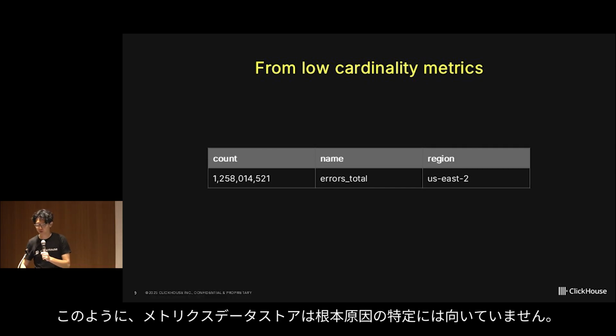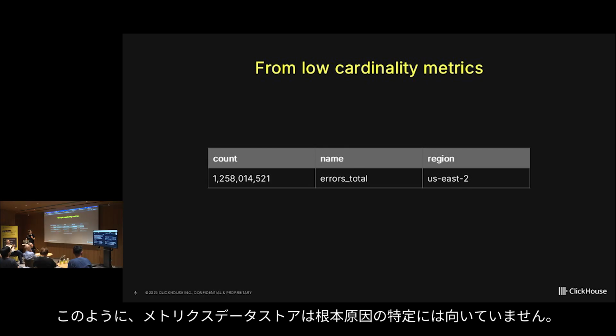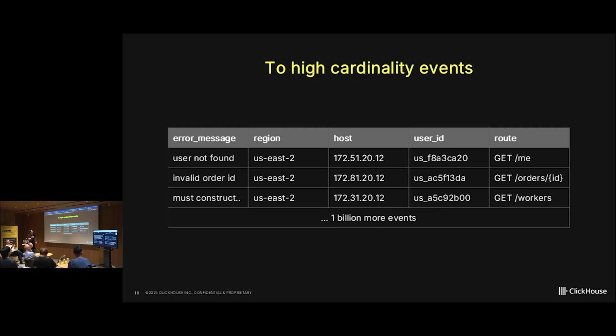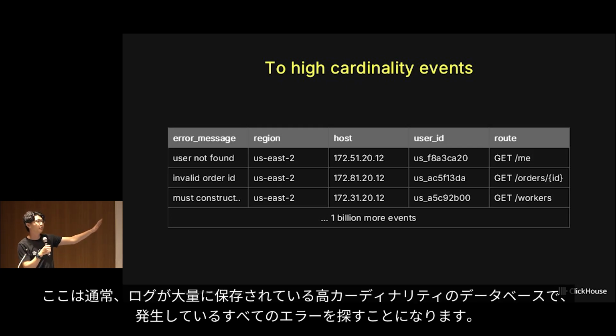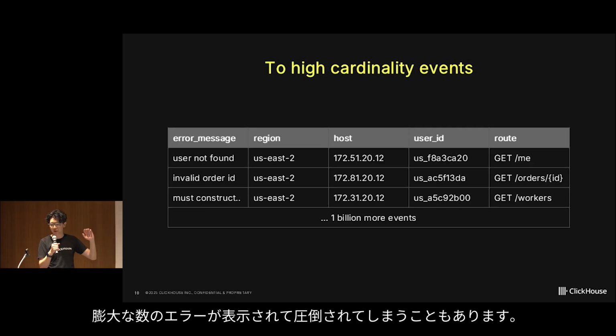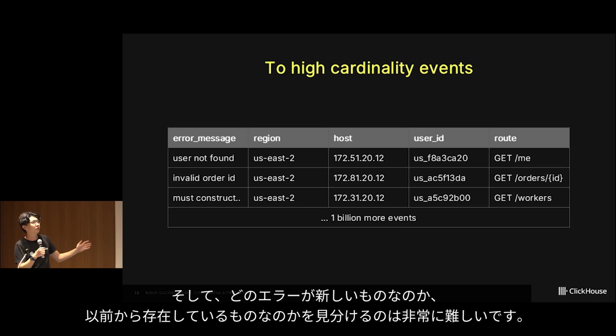And that's kind of where metrics data stores fall short of telling us why. And then you might take those errors and go search in your search database, your high cardinality database full of probably logs, and you're looking for all the errors that are occurring. And you might be flooded with billions and billions of errors. And it's really hard to understand what errors are novel and which ones have always existed, right?